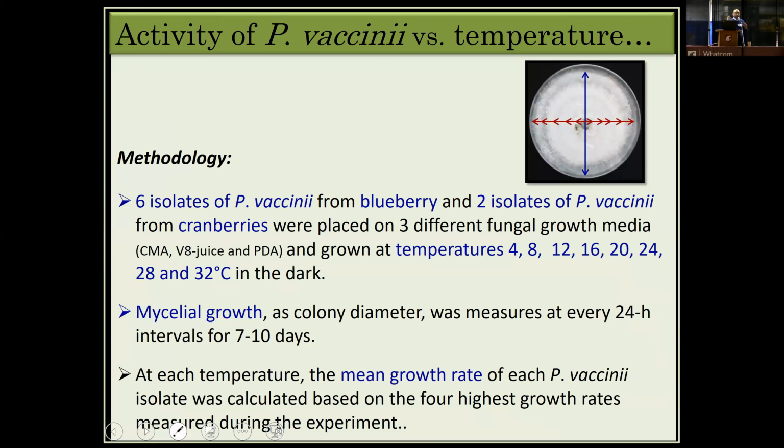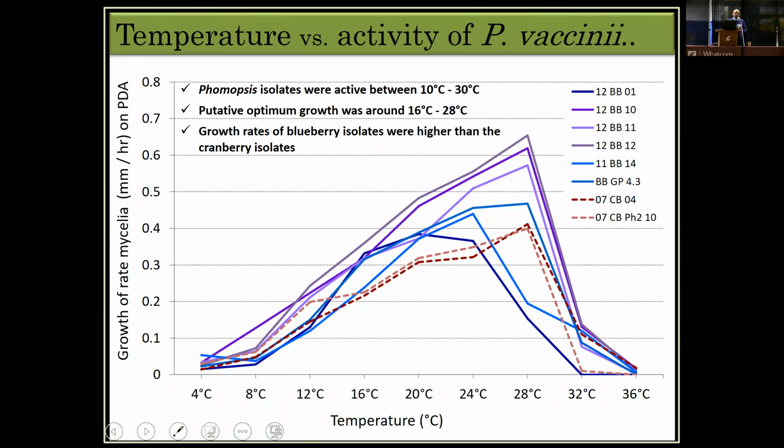We put 6 isolates from blueberries and 2 isolates from cranberries for a comparative basis, and studied their growth rate over a period of time. The growth rate is measured every 24 hours after putting the isolates on a fungal-based medium, which is PDA, potato dextrose agar, and we measure the growth rate with time. So we plot the graphs with different isolates.